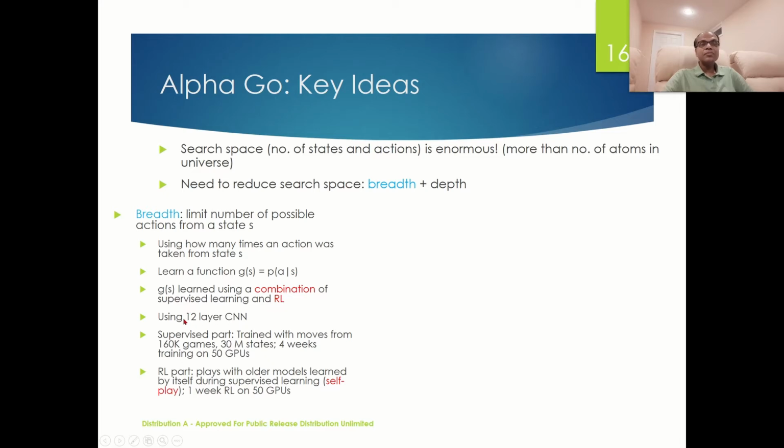It uses a deep neural network. It has 12 layers. The supervised part is trained with moves from past human games, like I was mentioning. It was trained over 160,000 games and 30 million possible states. Just to give an idea how long it took: 4 weeks to train on 50 GPUs. So enormous computing power was used.